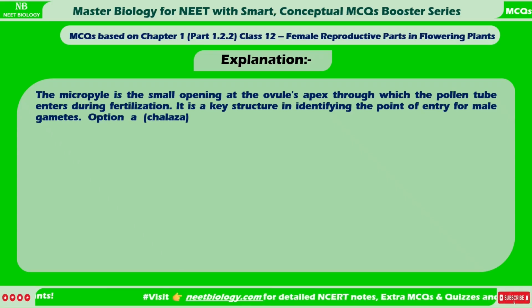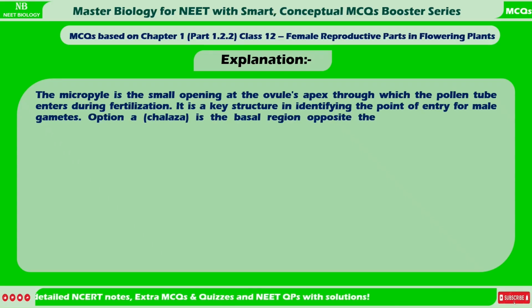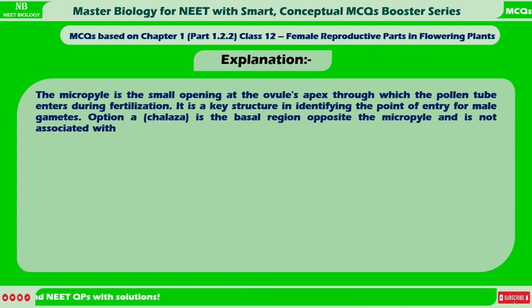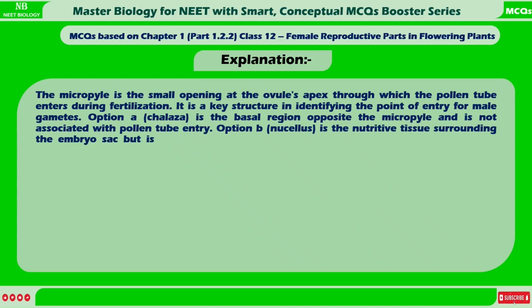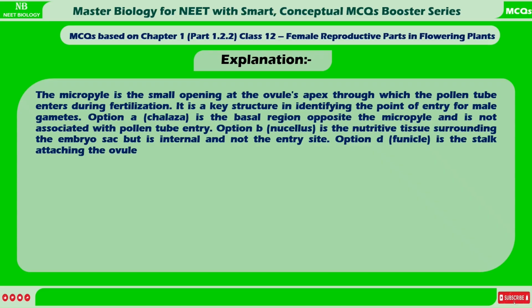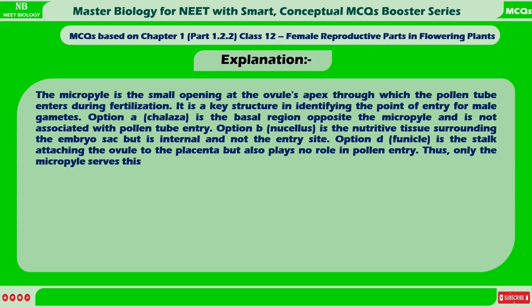Option A, chalaza, is the basal region opposite the micropyle and is not associated with pollen tube entry. Option B, nucellus, is the nutritive tissue surrounding the embryo sac, but is internal and not the entry site. Option D, funicle, is the stalk attaching the ovule to the placenta, but also plays no role in pollen entry. Thus, only the micropyle serves this specific function.